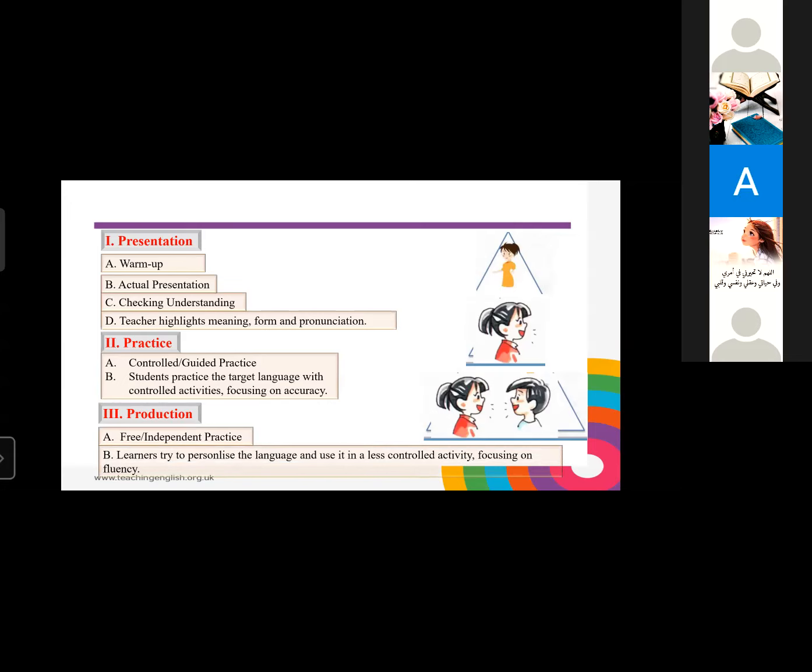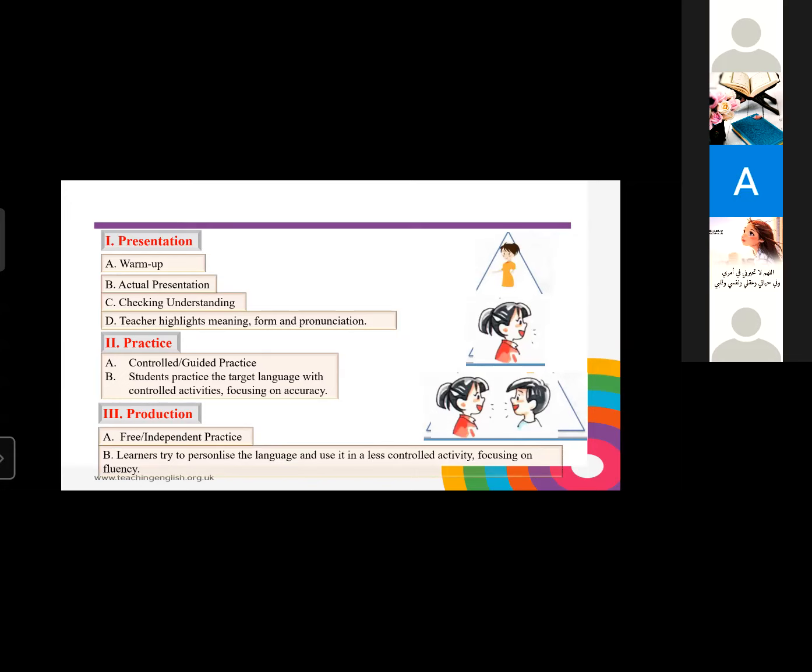So here in control, the guided practice, the teacher is the leader, but he tries, of course, to elicit the examples from the students themselves. So here in PPP, we have three stages, from the name itself: presentation, practice, production. In each stage, we have some steps. For example, in the presentation, we have the warm-up, the actual presentation from the teacher, and checking understanding, of course.